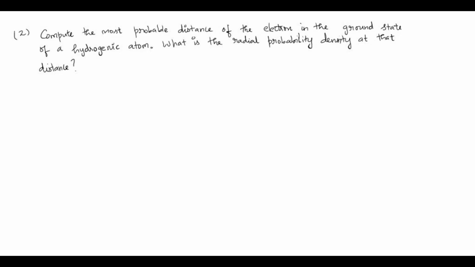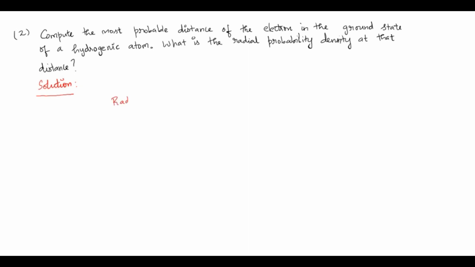So this is another problem. We have to compute the most probable distance of the electron in the ground state of a hydrogenic atom. What is the radial probability density at that distance? So the solution is, we have to calculate the radial probability density.